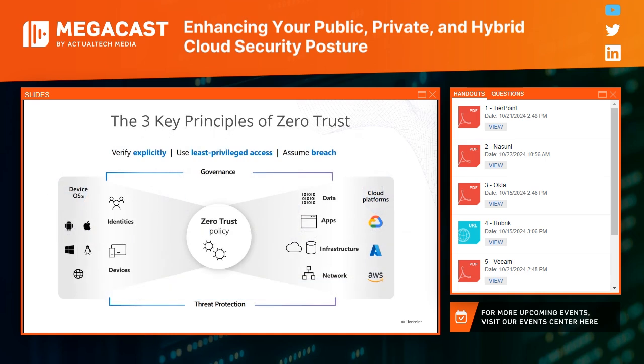Zero Trust has three key principles: verify explicitly, use least privileged access, and assume breach. Let's take a closer look at what they are on the following slides.